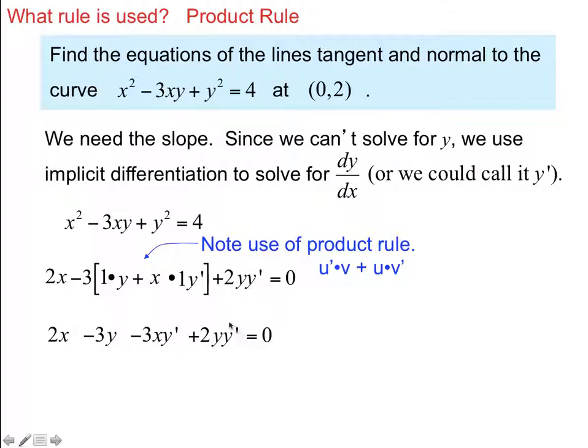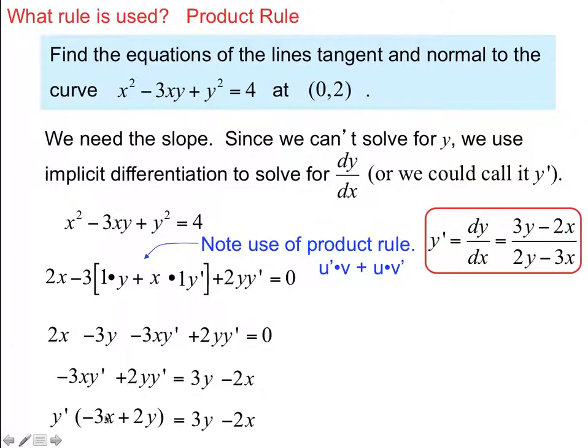Okay, so here are my y prime terms. I'm going to leave them here. I'm going to take these to the other side. So on the other side, I'm going to have a minus 2x and a plus 3y. So those are these two terms, and then equals 3y minus 2x. I'm going to factor out my y prime here. So when I do that, I'm going to be left with minus 3x plus 2y in brackets. And then I have the right-hand side here, and then I'm going to divide by this. And when I divide by this, I also flip these terms just because it looks a little nicer. So here's my derivative. It's 3y minus 2x over 2y minus 3x.